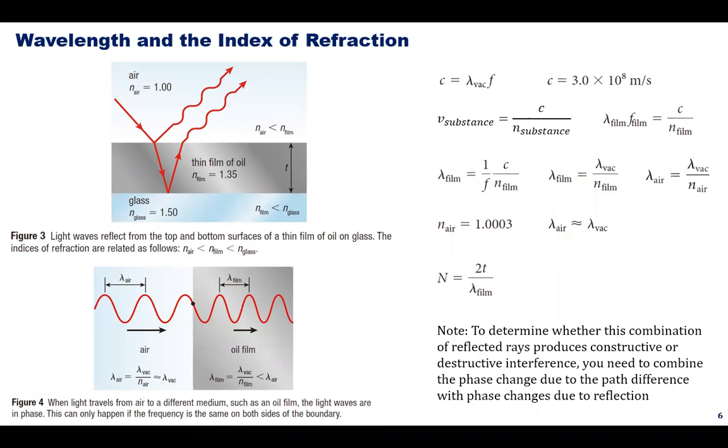In the following figure, we draw the incident ray with a larger angle of incidence so that the two reflected rays are easily visible. But in fact, assume the angle of incidence is zero. Figure 3 shows light waves reflecting from the top and bottom surfaces of a thin film of oil on glass. The indices of refraction are related as follows: n_air is smaller than n_film, which is smaller than n_glass.